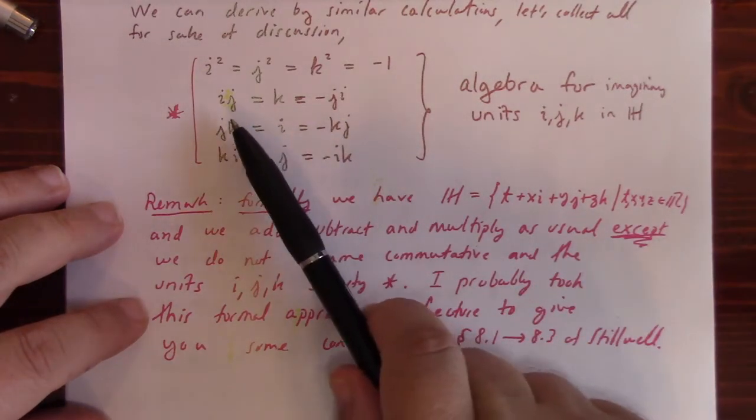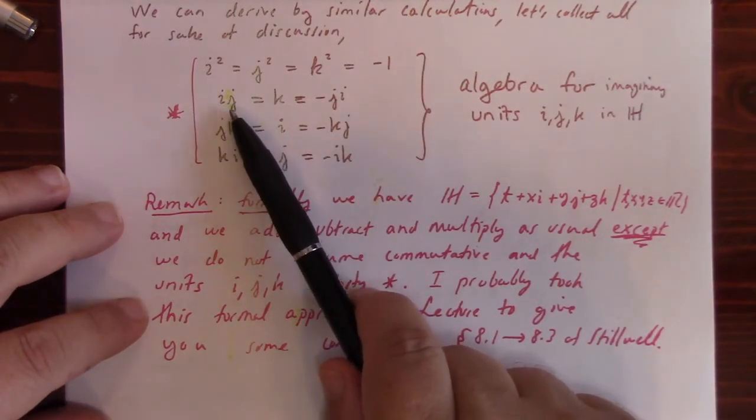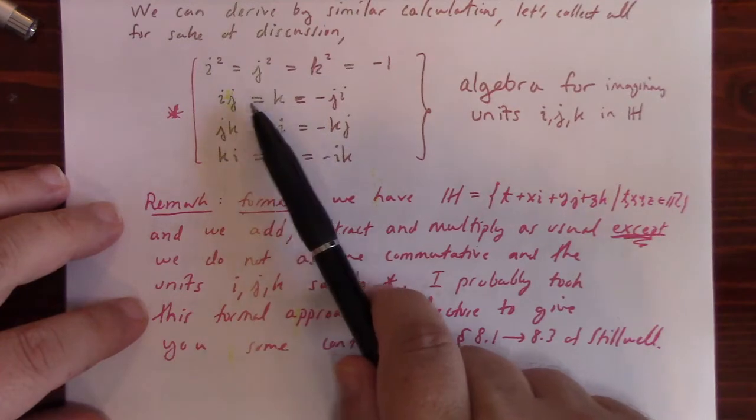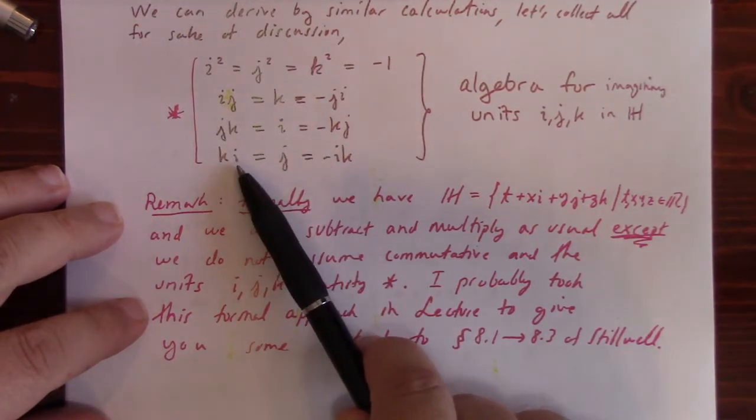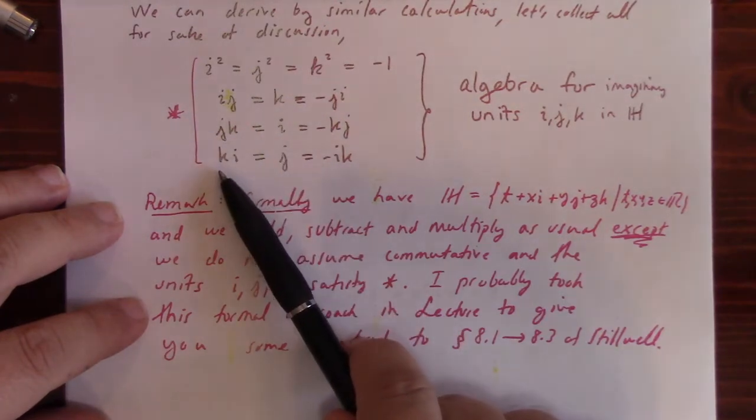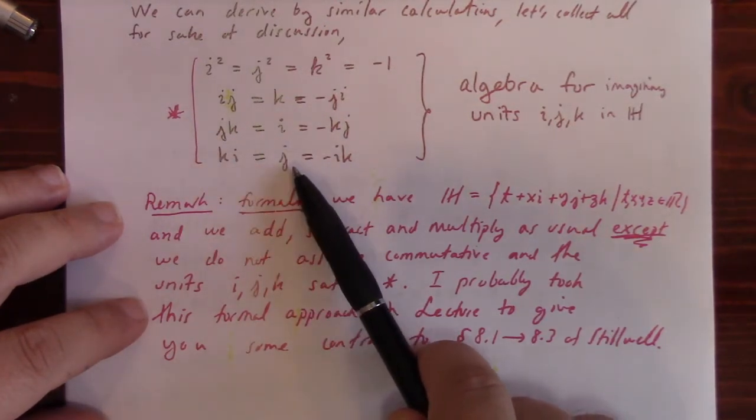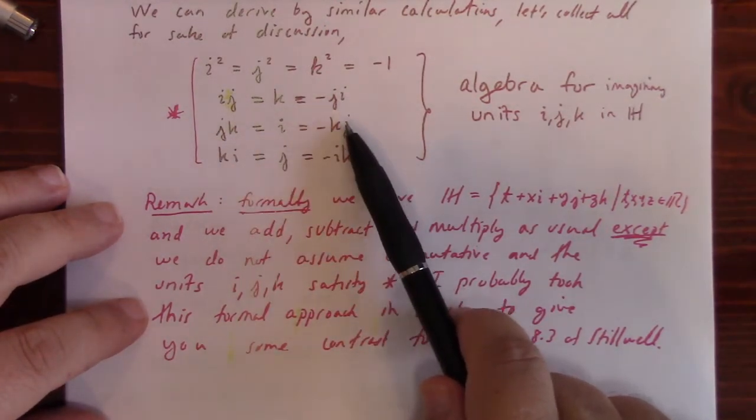But if you look at these, they're actually totally natural, right? Because in calculus 3, the cross product of i and j is k. The cross product of j and k is i. The cross product of k and i is j. And the cross product is anti-commutative, right?